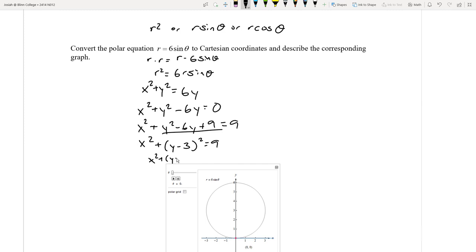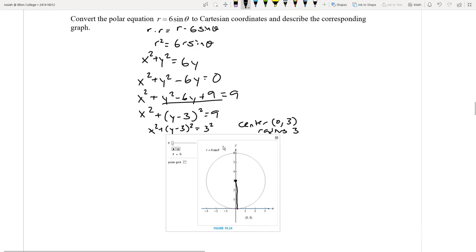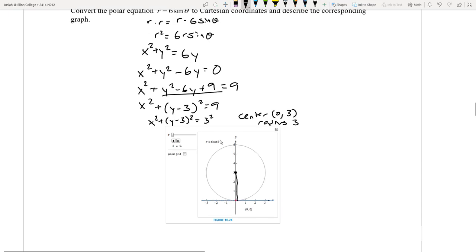Go ahead and write that down. Radius 3, sitting at 0, 3. And here we are, 0, 3, radius 3. And that gives us our circle. So when we're able to convert, we can see exactly what kind of curve we're looking at without too much trouble.